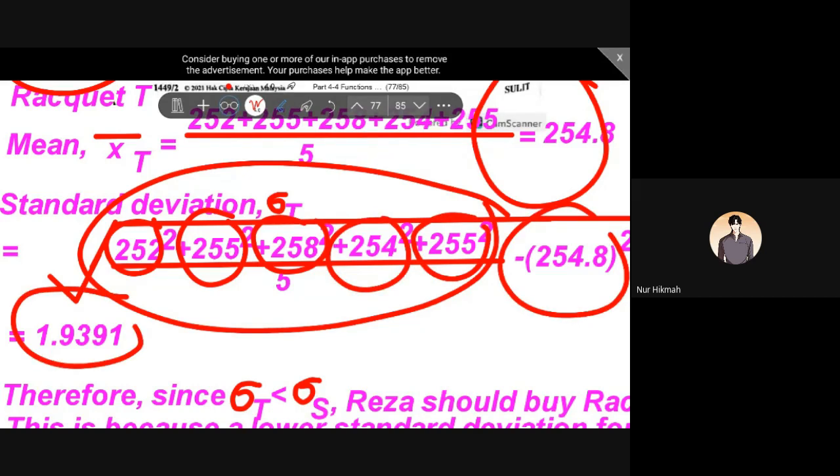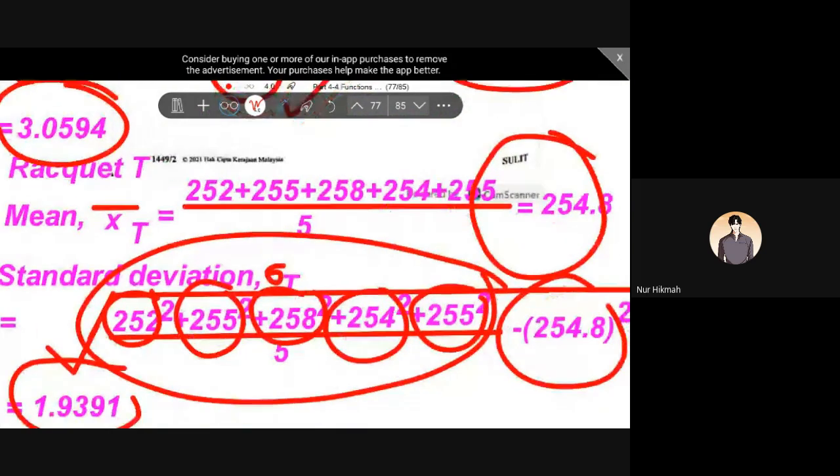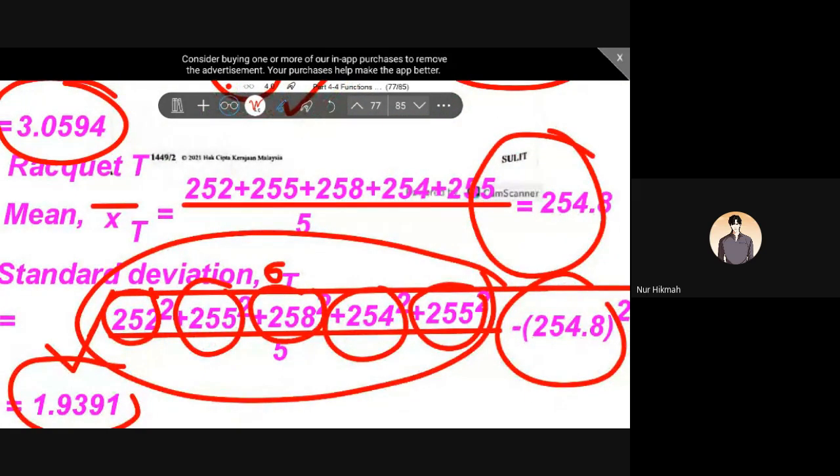Okay, so sekarang saya tanya kamu. Which racket Reza should choose? S or T? Dia perlu pilih yang mana? Berdasarkan nilai yang diberi. Raket S atau raket T? Dia nak raket yang lebih bagus sekarang.